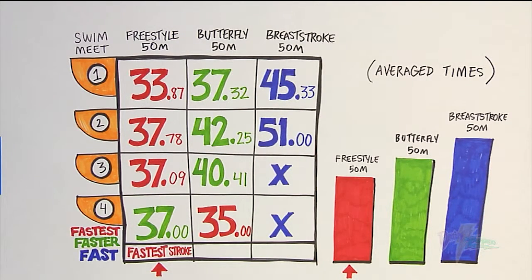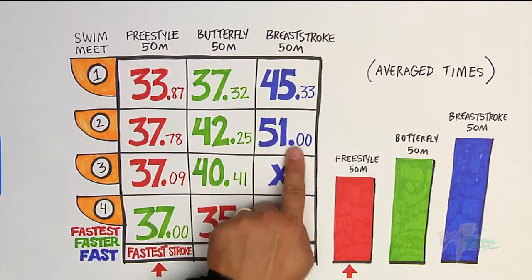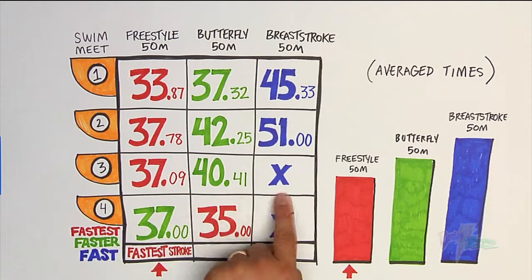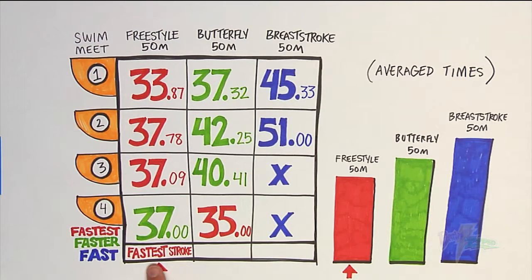Nice job, Art. Now we can analyze the data and form our final conclusion. Definitely. If you look at the chart and the graph, it's easy to see that our hypothesis was supported by the data we collected at Emily's swim meets. Emily can swim the freestyle stroke the fastest. Thanks, Art. Scientific investigation.